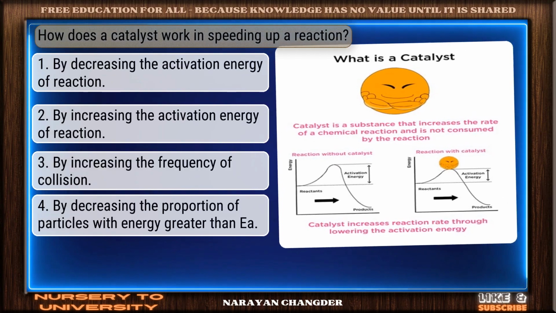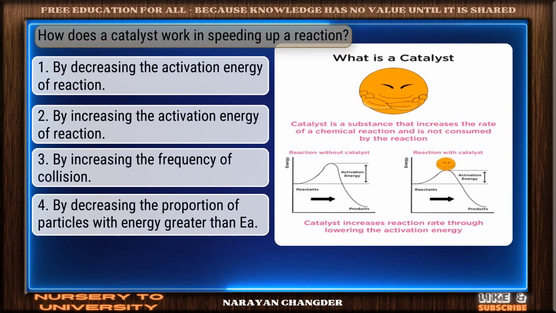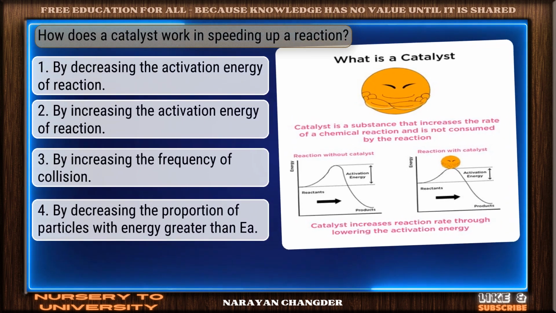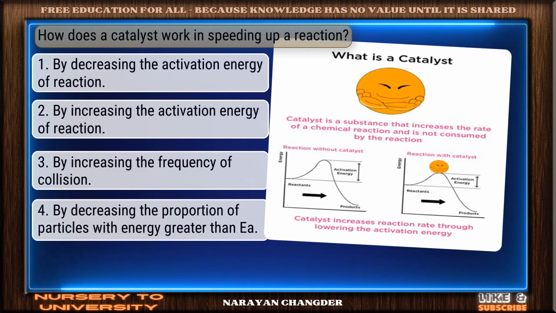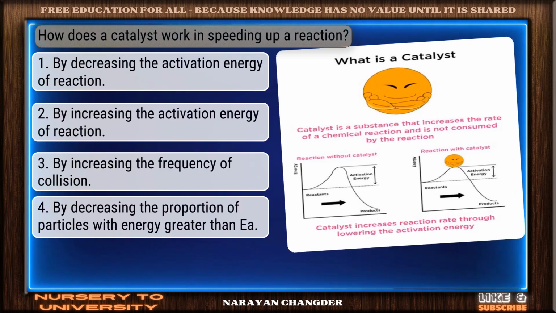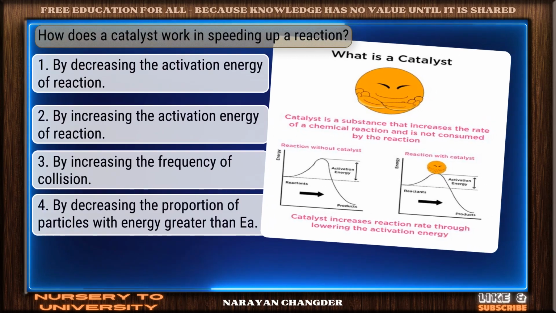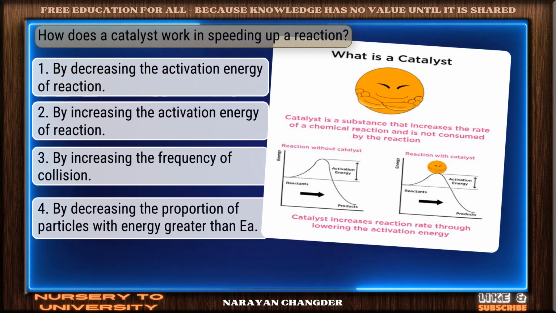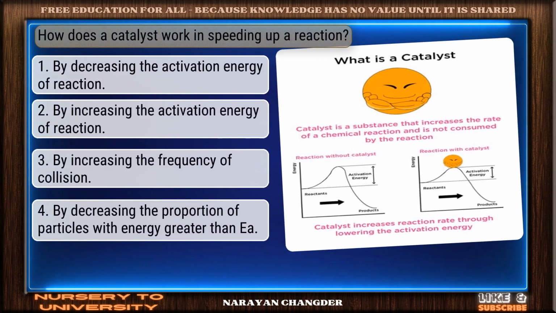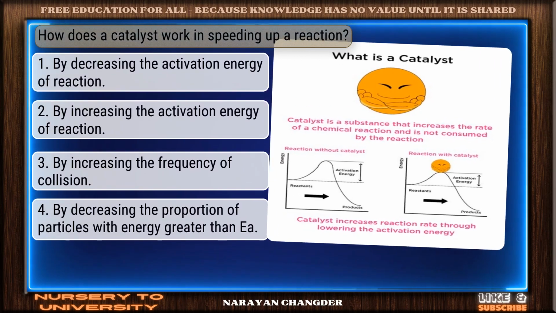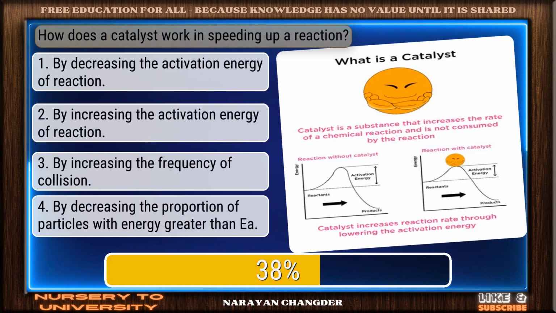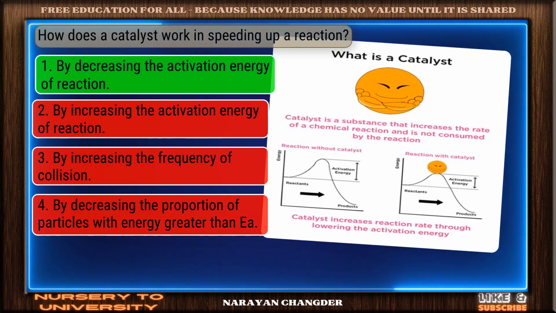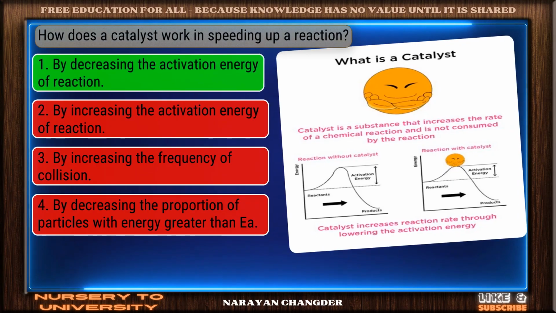How does a catalyst work in speeding up a reaction? Option 1, by decreasing the activation energy of reaction. Option 2, by increasing the activation energy of reaction. Option 3, by increasing the frequency of collision. Option 4, by decreasing the proportion of particles with energy greater than E. Keep it up. By decreasing the activation energy of reaction.